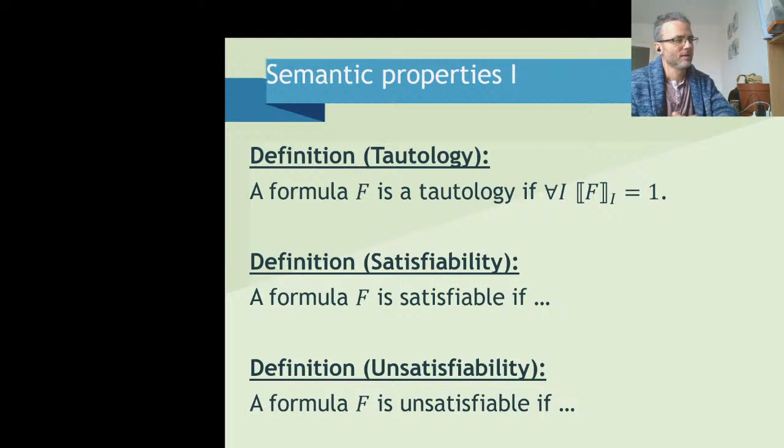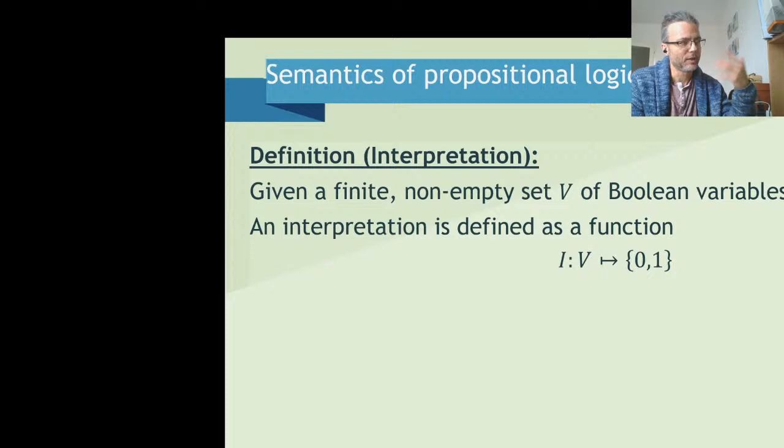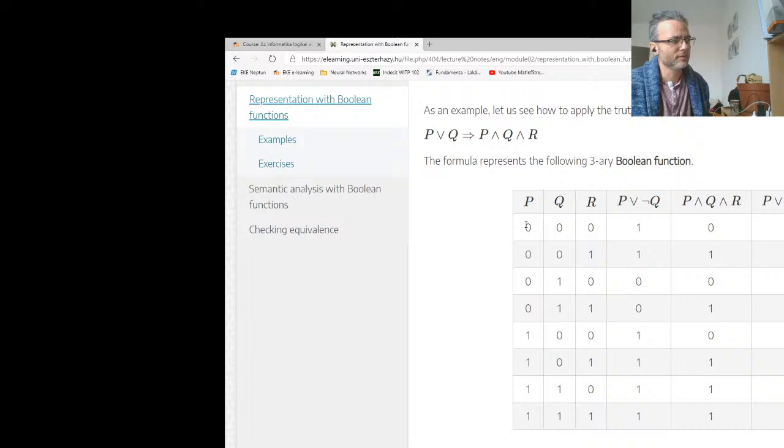Now we are trying to define those concepts in a mathematical way, because the mathematical way is the exact way. Therefore, we introduced the concept of an interpretation. And yes, you are right. Interpretation means a possible assignment of ones and zeros to your Boolean variables. So this is an interpretation. In the table, each row is basically one interpretation.